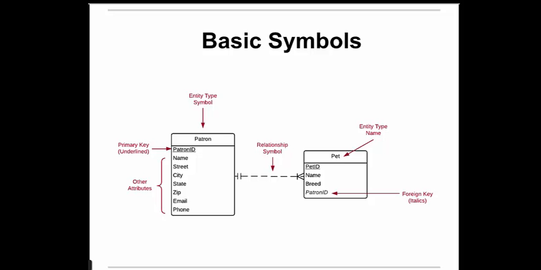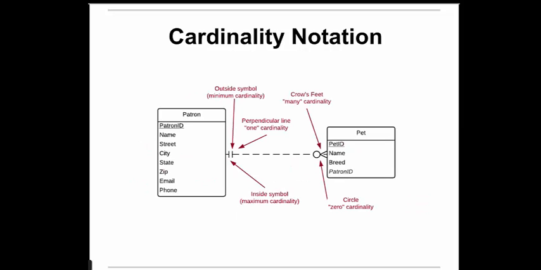So let's take a deeper look at these relationship symbols. When we look at the relationship lines and the symbols that form on either end, what we're really talking about here is cardinality: how many participating instances of these entities are involved in the relationship.